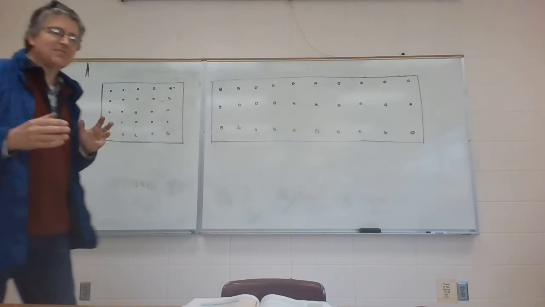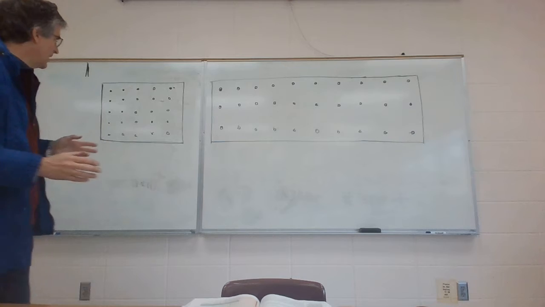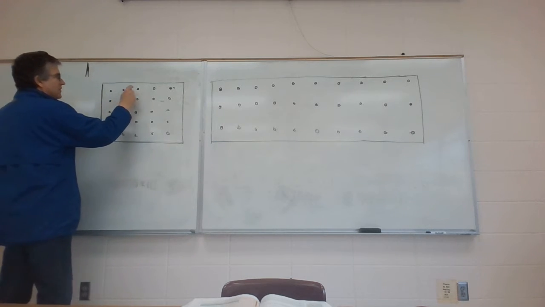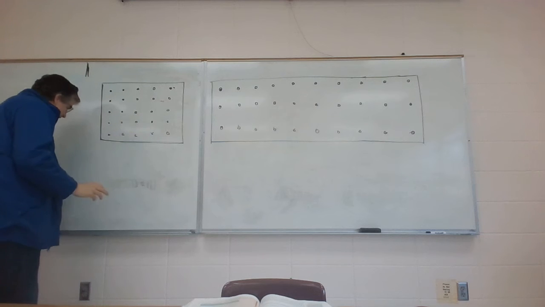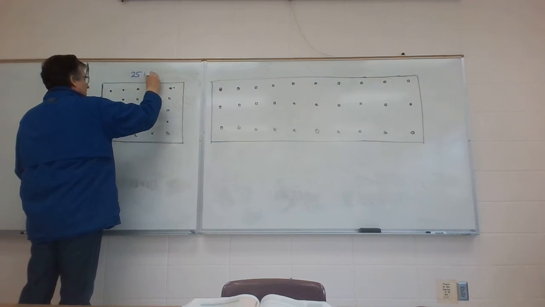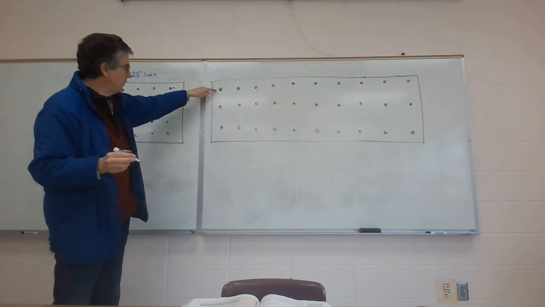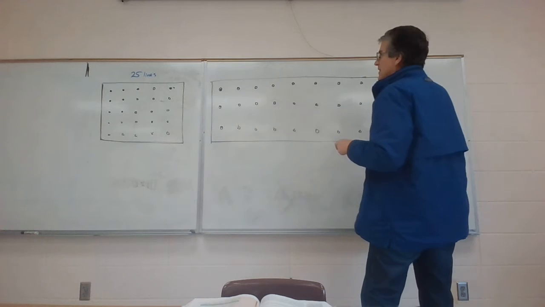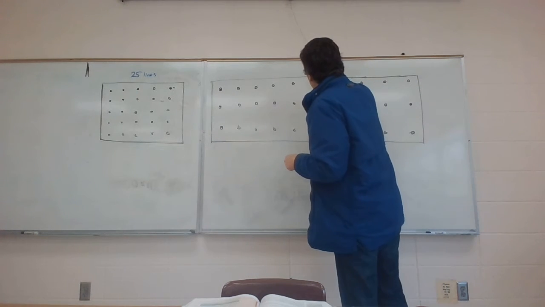In my picture, you can count them. In the square, I've got 1, 2, 3, 4, 5 by 1, 2, 3, 4, 5. So there's 25 lines in here. On the large one, it's 1, 2, 3 by 1, 2, 3, 4, 5, 6, 7, 8, 9, 10. So here there are 30 lines.